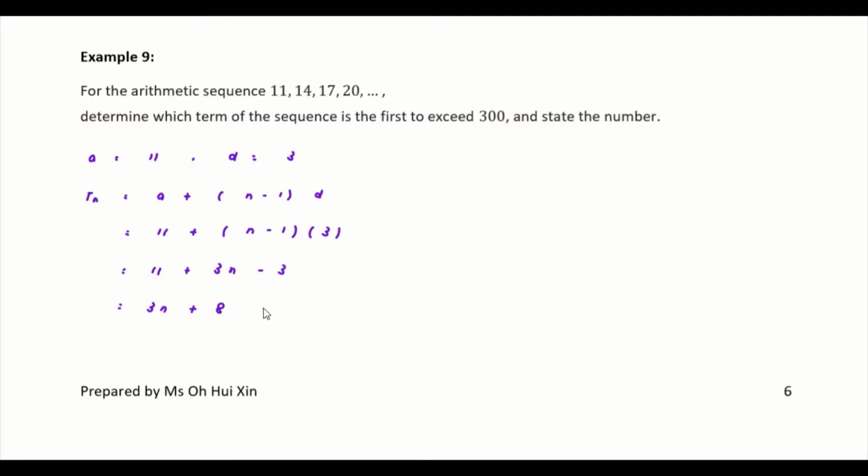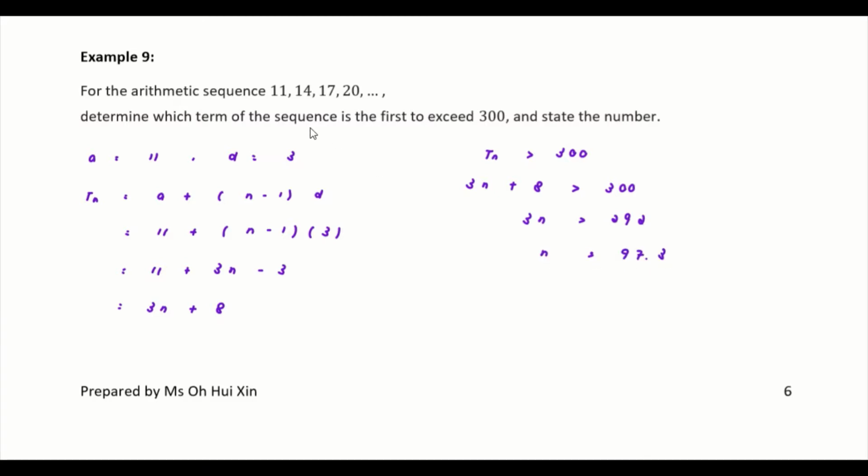Okay, so after we got this, the question is which term of the sequence is the first to exceed 300? Which means which is the first term that becomes greater than 300? Now Tn is equal to 3n plus 8, right? Then we can try to solve it. We get 3n greater than 300 minus 8, which gives us 292, and n is greater than 97.3.